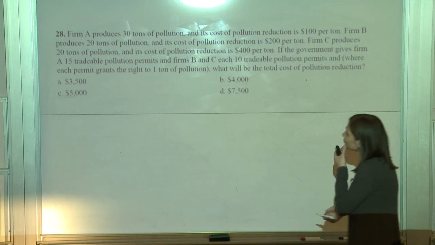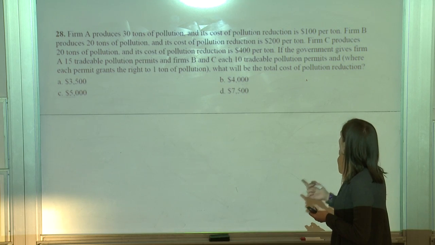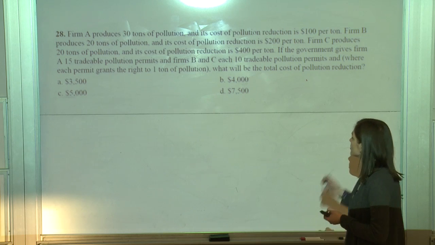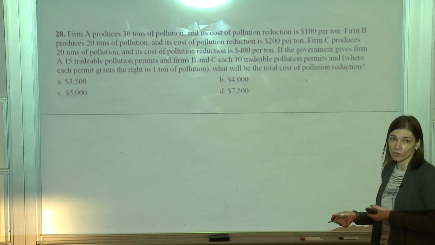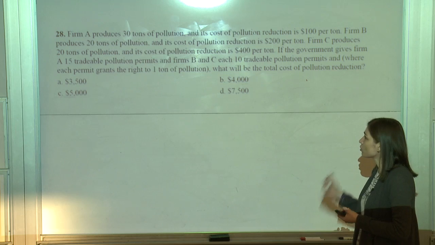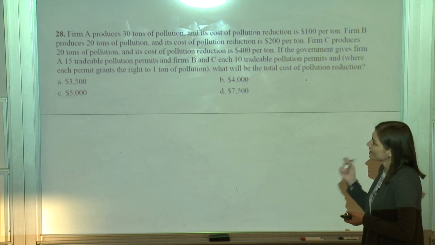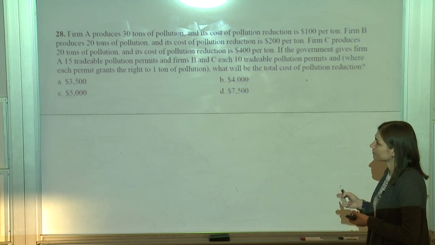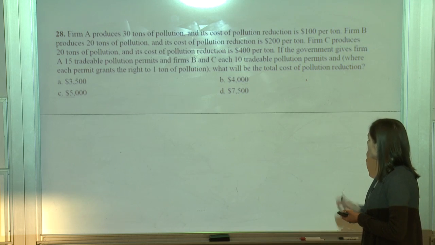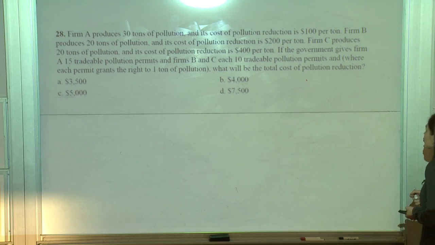All right. Firm A produces 30 tons of pollution. Its cost of reducing 1 ton is $100. Firm B produces 20 tons, cost of reduction is 200 per ton, and firm C produces 20 tons of pollution, cost of pollution reduction is 400 per ton. If the government gives firm A 15 tradable pollution permits, and B and C 10 each, when each permit grants the right to 1 ton of pollution, what will be the total cost of pollution reduction?